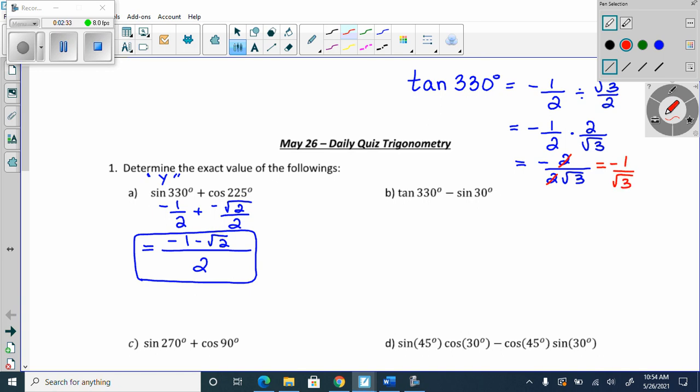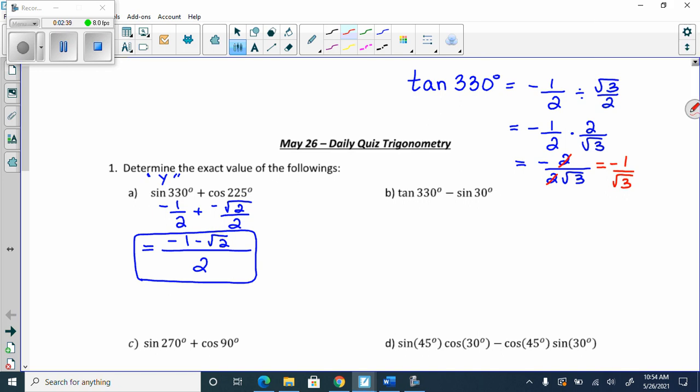But am I allowed to leave it in radical in my denominator? No, which is why we did radical unit first. So I'd have to rationalize it. So I get root 3. So I get negative root 3 over 3. So all that work gets me this. This equals negative root 3 over 3.